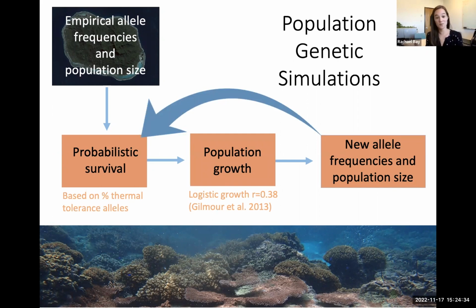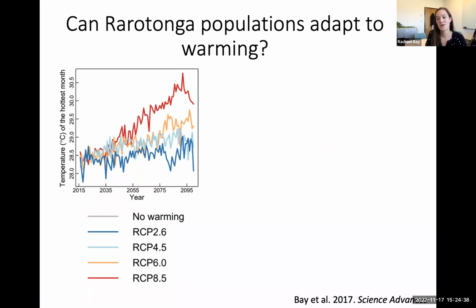So we need to invoke warming somehow, so we use real temperatures from Rarotonga. These are what the temperature projections look like for Rarotonga at that time, and you can see the different emissions scenarios listed here. So the two blue scenarios are our more mitigated scenarios where you see very little change in hottest temperature. And then the orange and red scenarios are more severe scenarios. In fact, the red scenario is our business as usual scenario. And that's about 2.5 degrees hotter at the end of the century than now in Rarotonga.